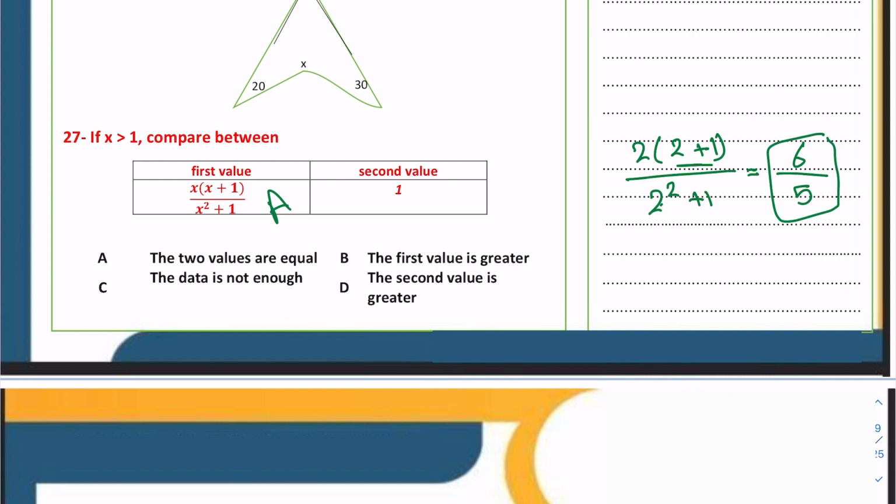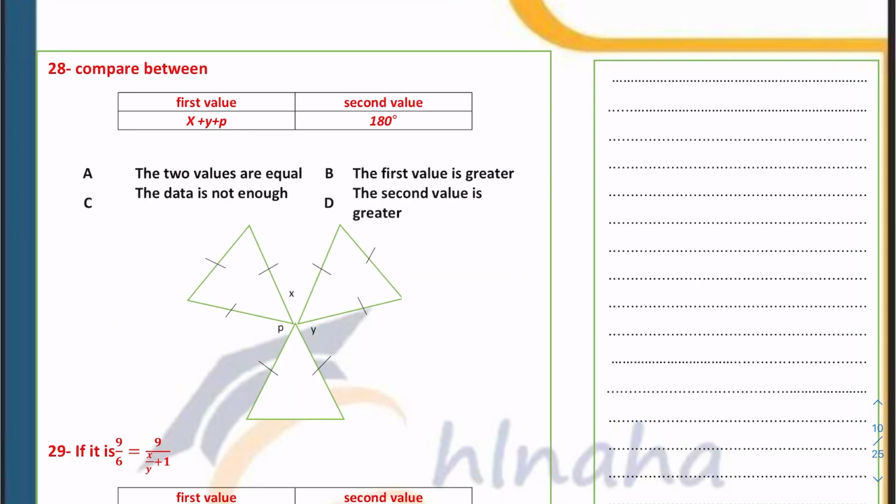Let's take the next question, which is compare between x plus y plus p and 180 degrees. By the way, this is an equilateral triangle, so this angle will be 60, and this angle will be 60, and this angle will be 60. Not only this angle, all the angles here are 60, you see?